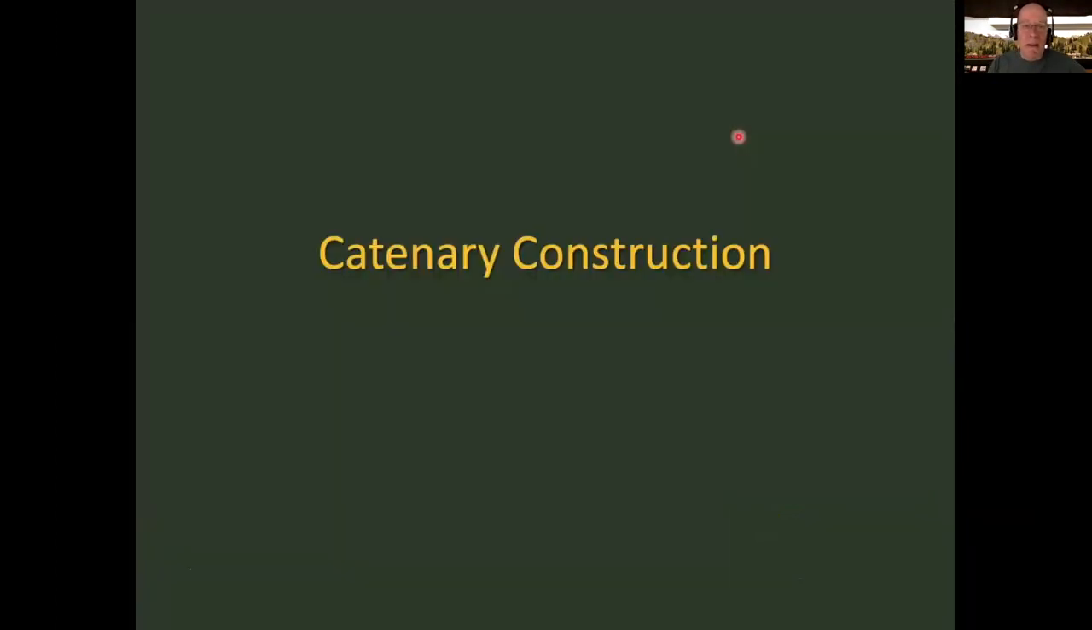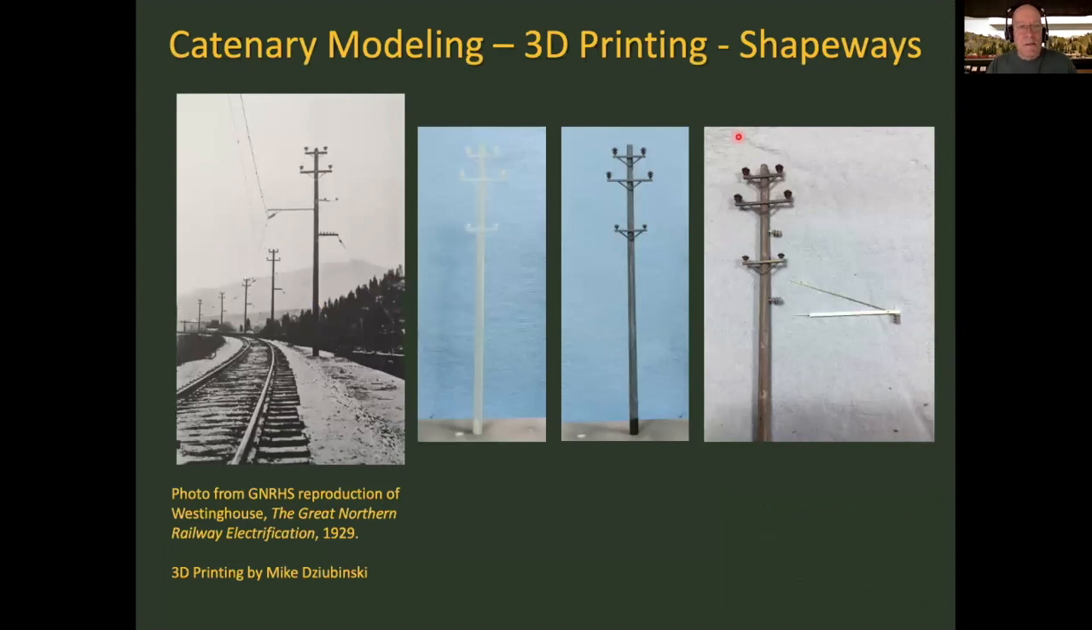Then the catenary construction, obviously modeling the electrified portion of GN's crossing of the Cascade Mountains. And this is what their catenary looked like from a Westinghouse publication put together in 1929 when the electrification was built. You see this real characteristic two-circuit arrangement at the top of one of the poles, and then the cross arms here and the messenger wire.